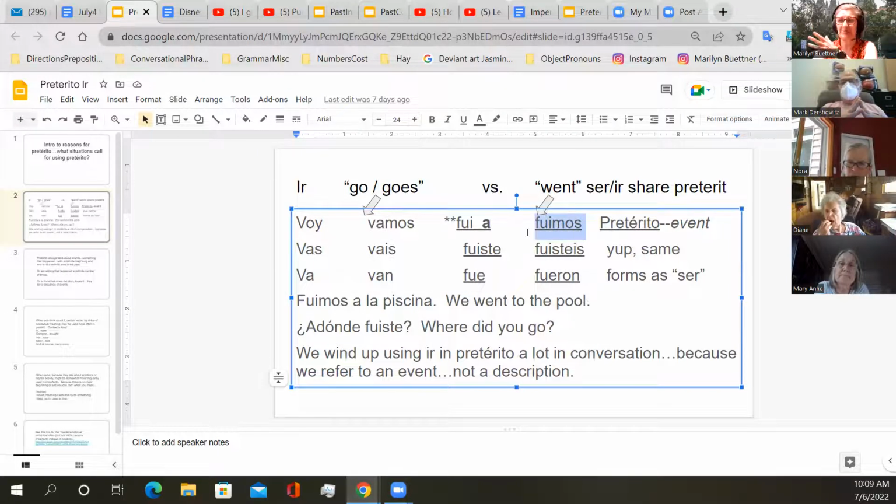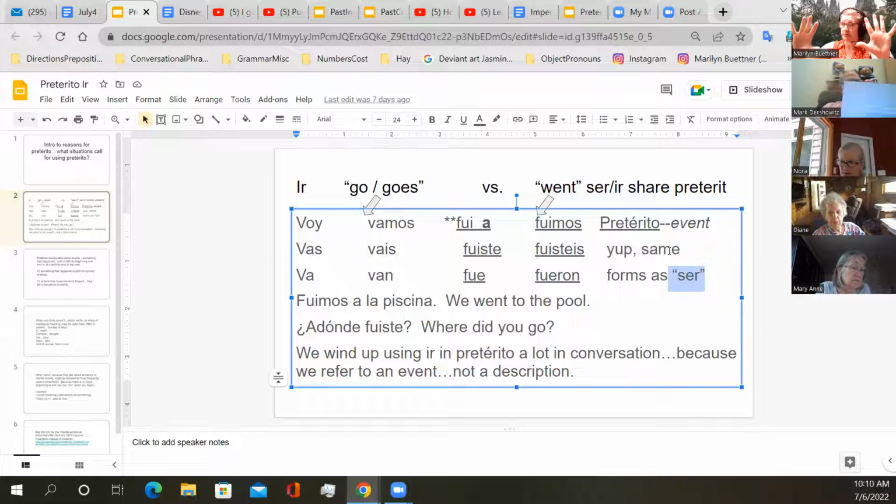Fuimos, the mos comes back. We know it's a we form, a nosotros form, fuimos. They just put an is on the end of the fuiste form to get vosotros fuisteis. And then fueron. Oddly enough, ser, to be, and ir, to go, share the exact same preterite form.